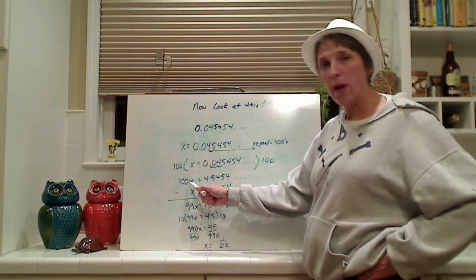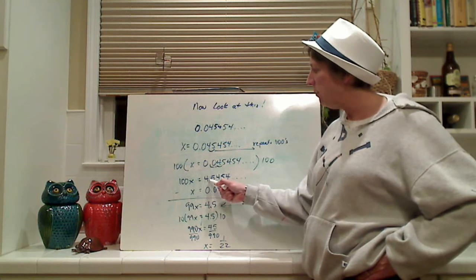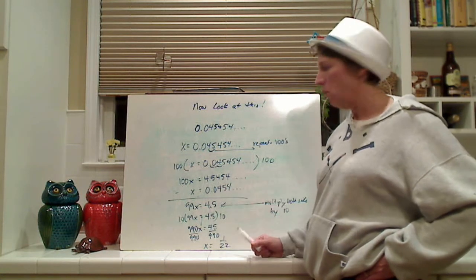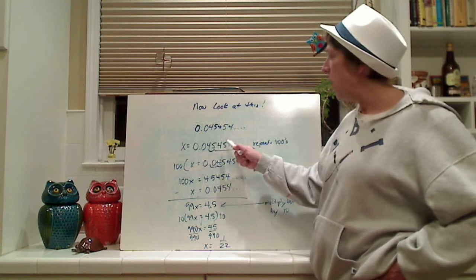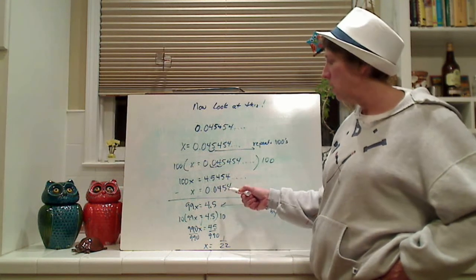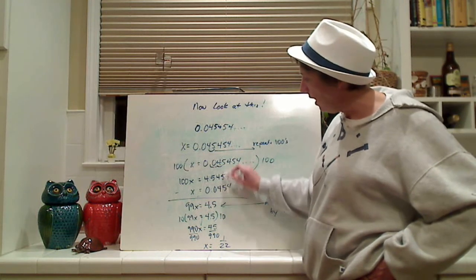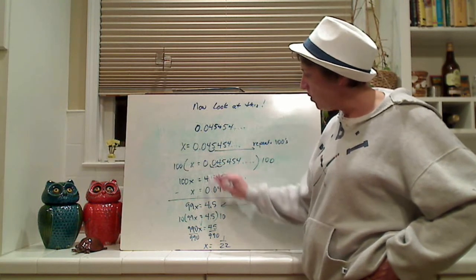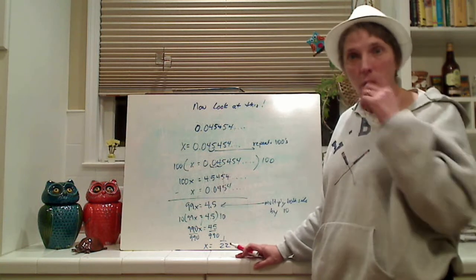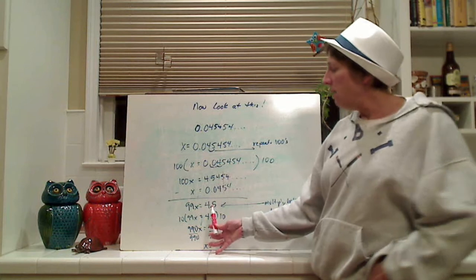So I get 100x equals, and I move the decimal 2 places, and I get 4.5454. Now I subtract the original equation, where I set x equal to the repeating decimal, and I get 99x equals 4.5, because look, this cancels. And I subtract 4.5. Now some of you may say, oh, I see a shortcut.